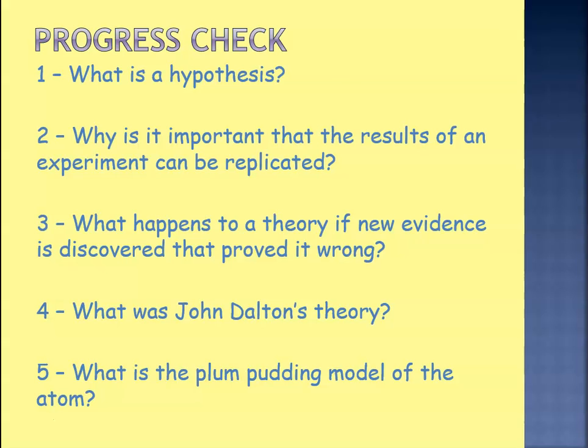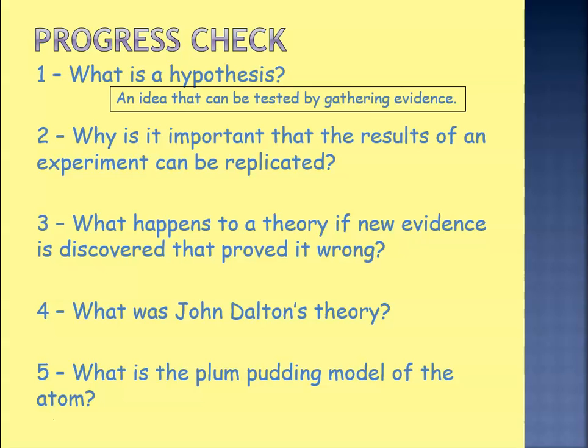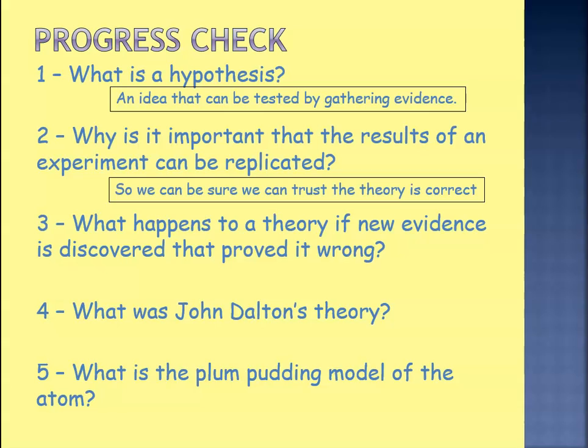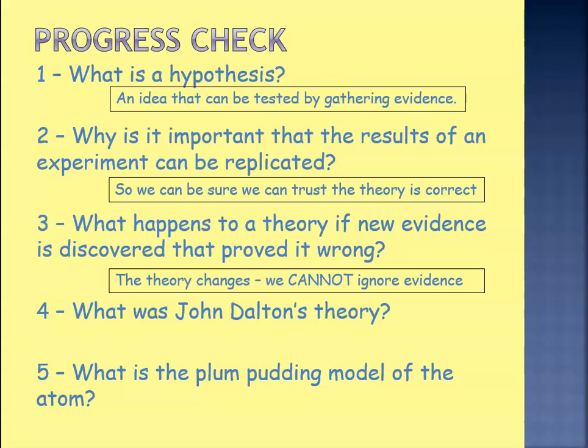Okay, question 1. What's a hypothesis? A hypothesis is an idea that can be tested by gathering evidence. Number 2, why is it important that results from an experiment can be replicated so we can be sure that we can trust the new theory is correct? It's going to hold water everywhere. What happens to a theory if new evidence is discovered that proves it wrong? The theory changes. We can't ignore evidence. So evidence is what draws us towards these theories and what will change the shape of theories.